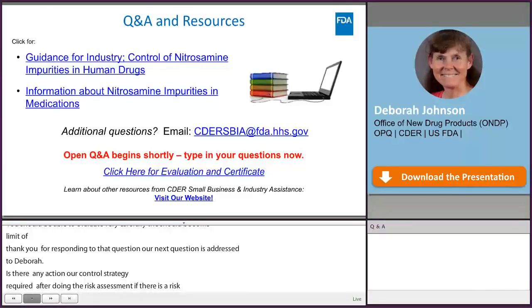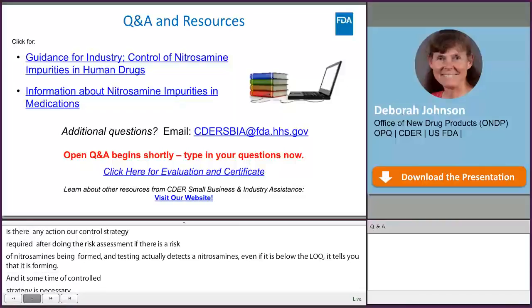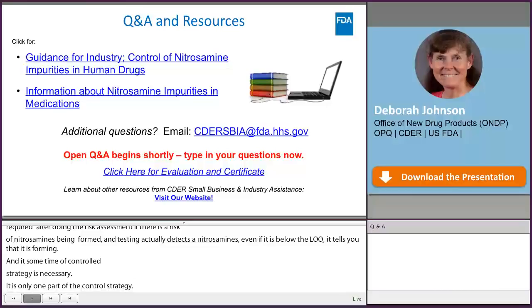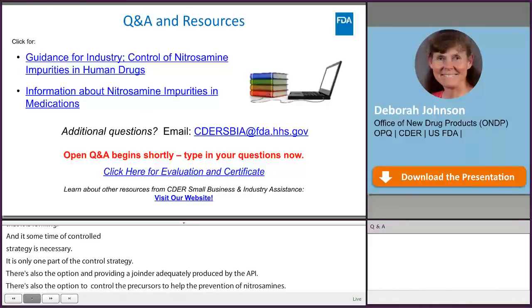Please remember that testing the nitrosamine in the drug substance is only one part of a control strategy. There's also the option to test for nitrosamines upstream where they're actually formed, and providing a spike purge data to show that they're adequately reduced by the API. There's also the option to control the precursors to help prevent the formation of nitrosamines. However, if you are actually detecting a nitrosamine in your product, that means something is forming, and there should be some discussion and potentially a control strategy added if necessary.